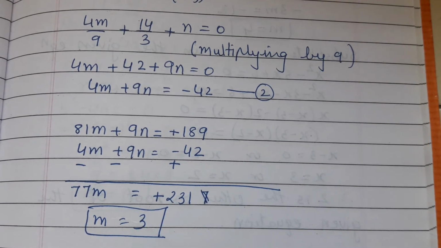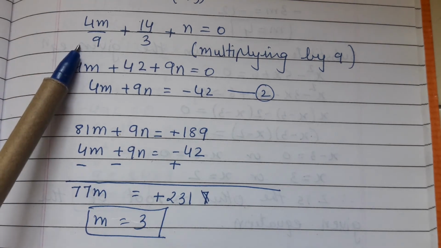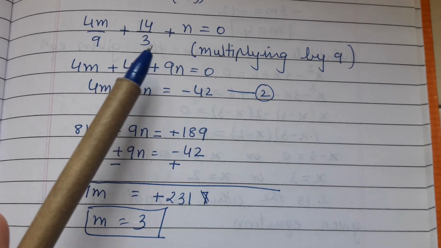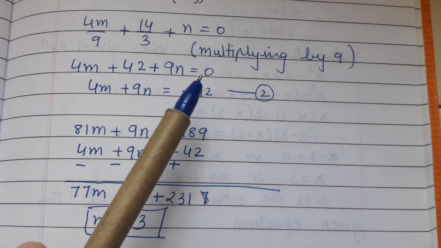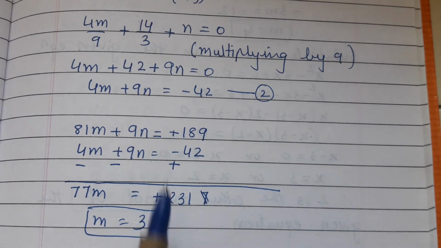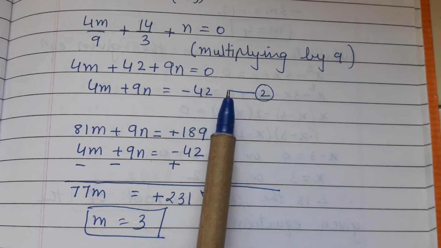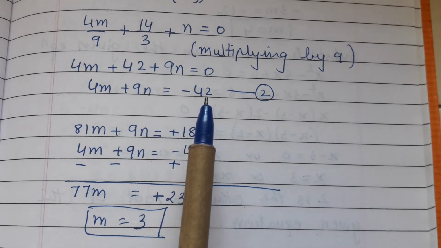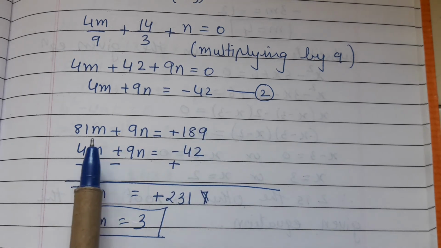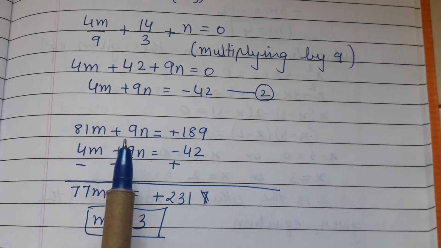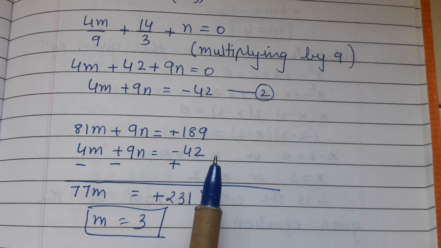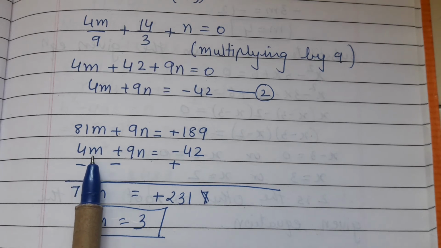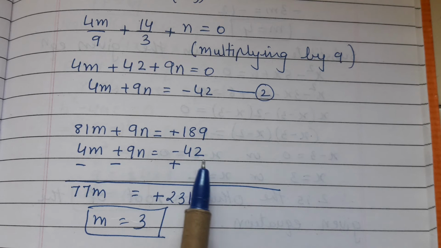So when we calculate, we get 4m upon 9 plus 14 upon 3 plus n is equal to 0. Since the LCM of the denominators is 9, we multiply all sides by 9. We get 4m plus 42 plus 9n is equal to 0. So the second equation will be 4m plus 9n is equal to minus 42. Now the first equation we write, that is 81m plus 9n is equal to 189. We have multiplied the equation by 9. And the second equation is 4m plus 9n is equal to minus 42.